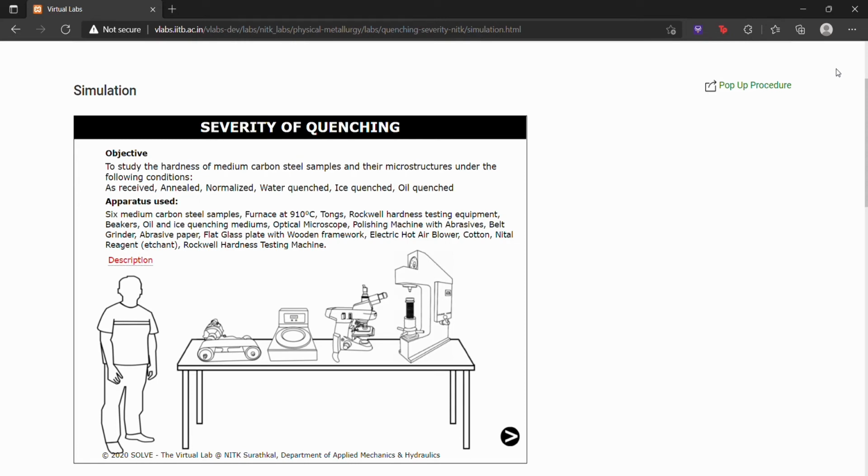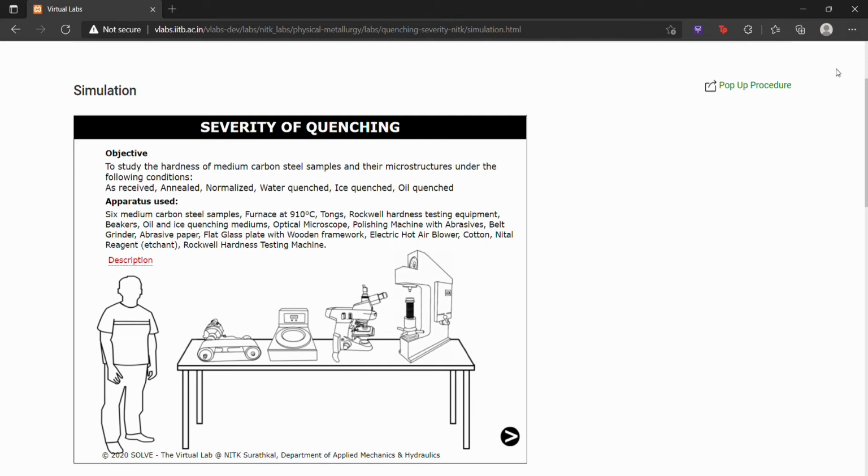33DCE20F2021. Hello everyone. Today we are going to do another simulation, which is the severity of quenching. So first of all, we need to know what is quenching. In material science, quenching is the rapid cooling of a workpiece in a quencher to obtain specific material properties. This is a type of heat treatment which prevents undesired low temperature processes such as phase transformation from occurring due to extremely high rates of cooling.